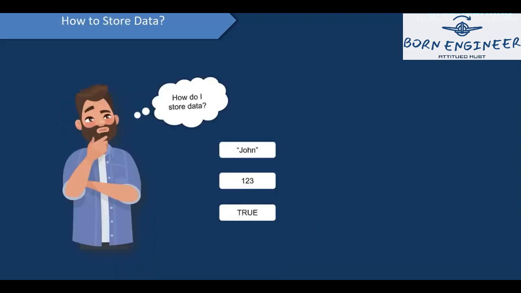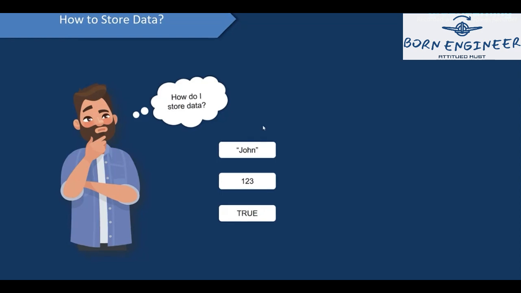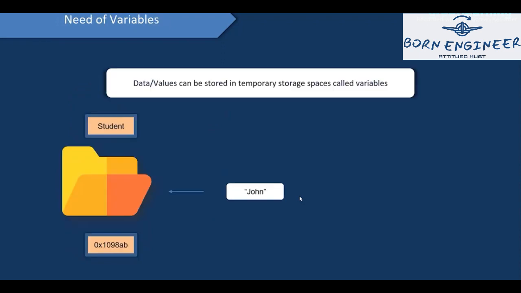Now, we've got this huge amount of data with us, but the question which arises is, how do we actually store this data? So as you see over here, you've got these three values. You got John, you got a number 123, and then you got a Boolean value which is true. So you got this data, but you have to store it somewhere. So where will you store it? This is where you'll get variables. So what is a variable? Well, it is just a temporary storage space where you can store your values.